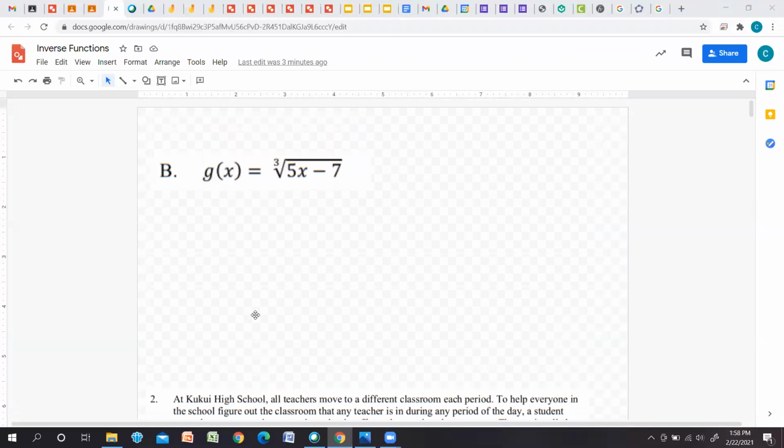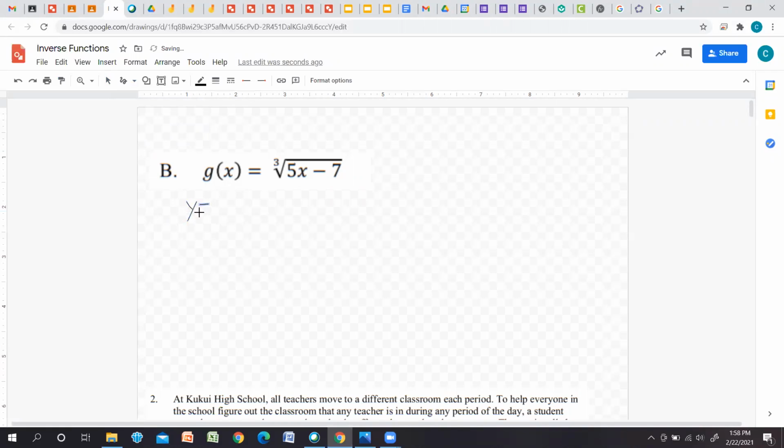All right, so let's take this function. g of x equals cube root of 5x minus 7. So to find the inverse, first we're going to find the inverse, then check if it's correct. Remember that we switch x and y, input and output. That's the same thing, switch input and output for any of these functions.